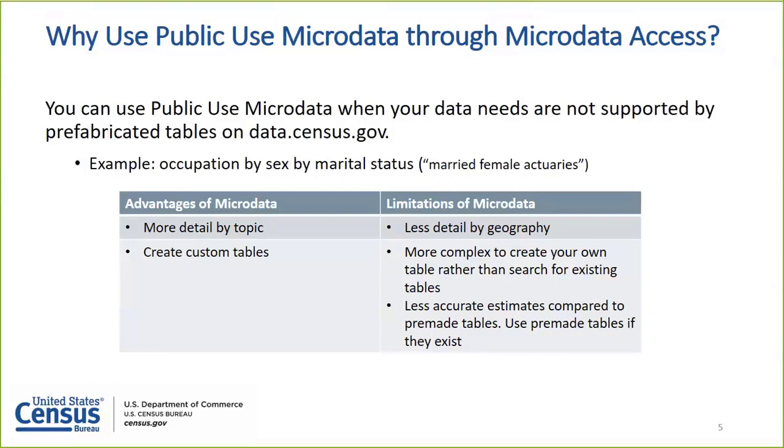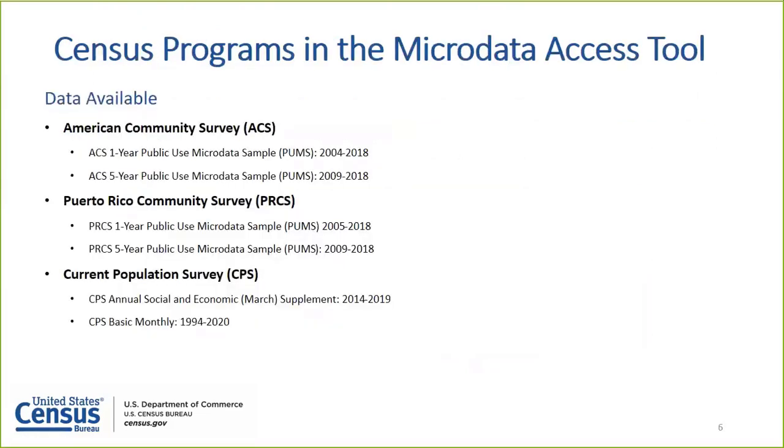And then this just shows an example of a data table that you would want to use microdata for that has been used in other studies and research: occupation by sex, by marital status. That's an example of something that you could only get through microdata if you wanted to know that particular set.